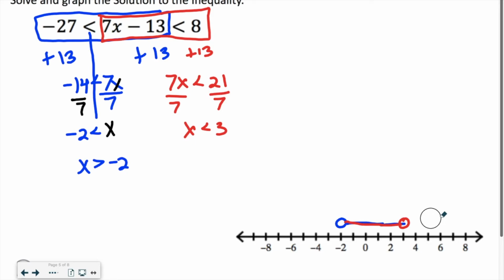Let me redo that red circle on the end. So this is an open circle. So your shading is in between. And you're done.